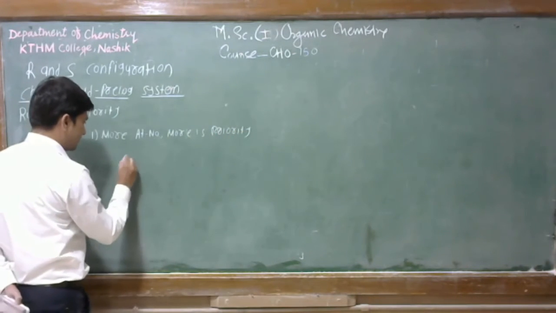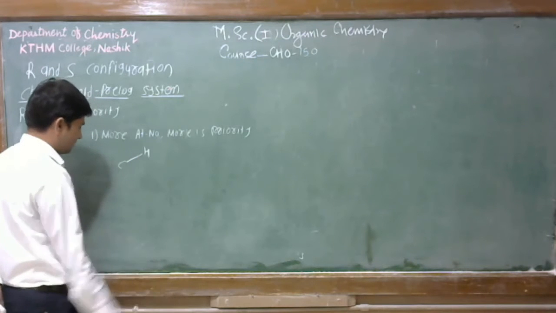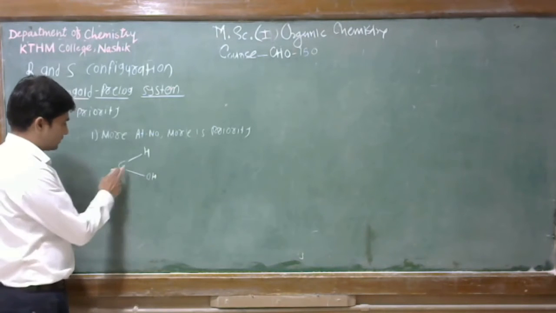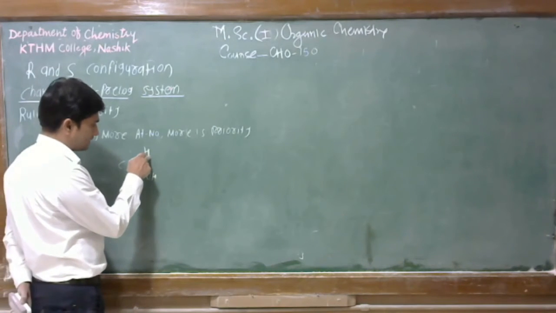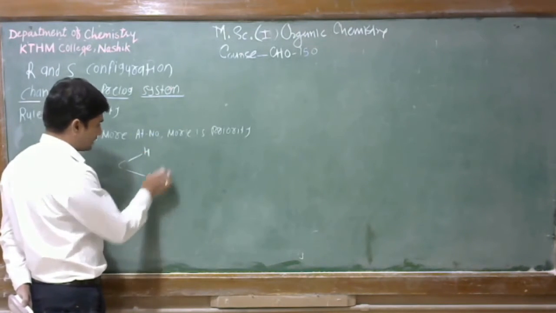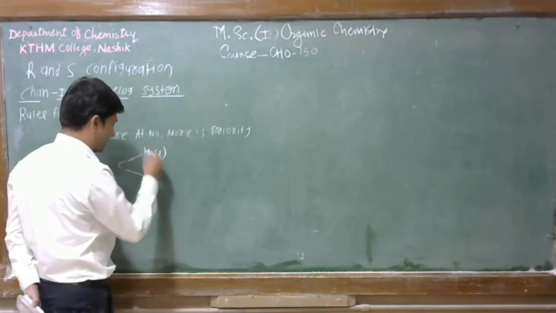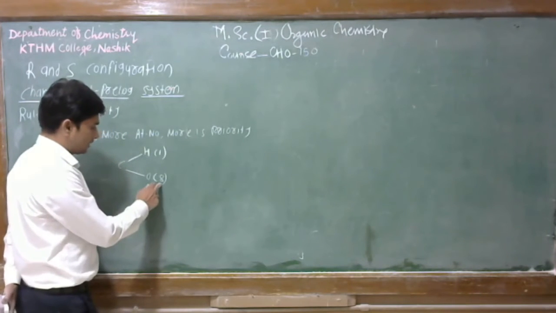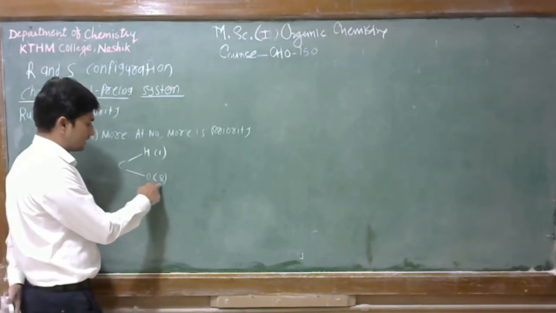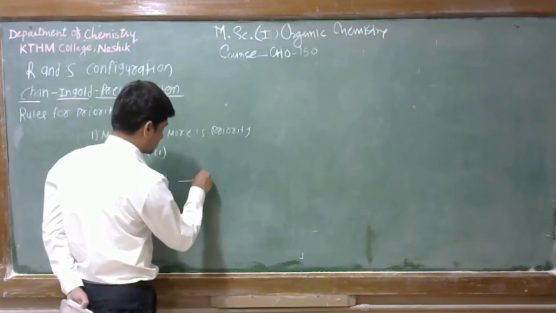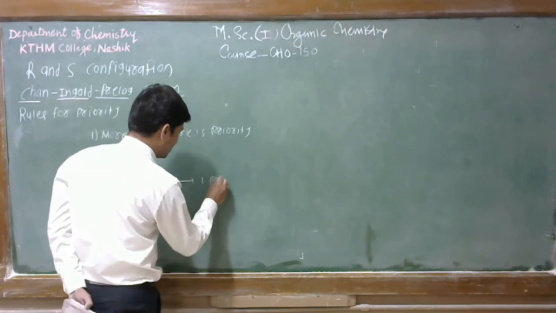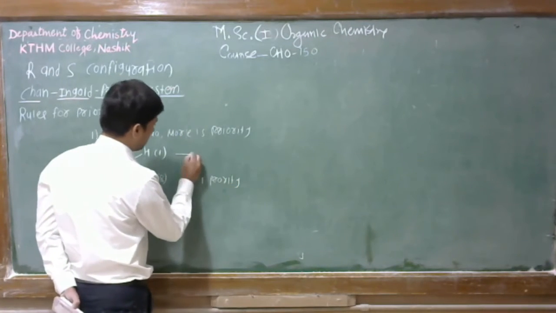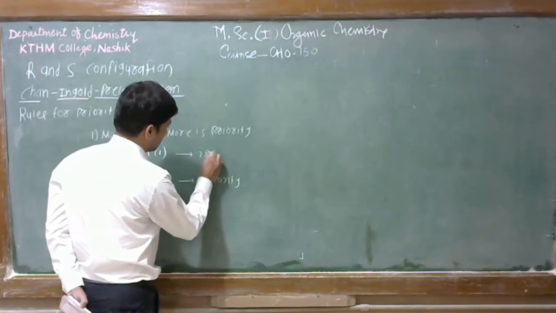If you consider a carbon atom having attached hydrogen and a hydroxyl group, see here, this carbon atom is attached to hydrogen and here to oxygen. Hydrogen has atomic number 1 and oxygen has atomic number 8. Therefore, this oxygen has the higher atomic number, so it has first priority over the hydrogen, and hydrogen has the second priority.